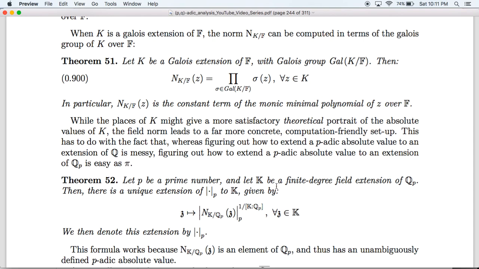Let p be a prime number, and let K be a finite degree field extension of Qp.